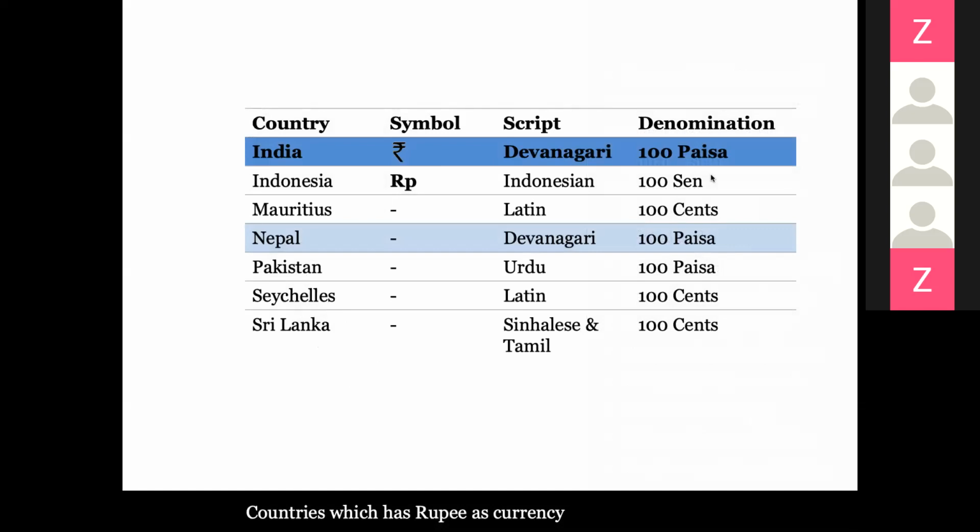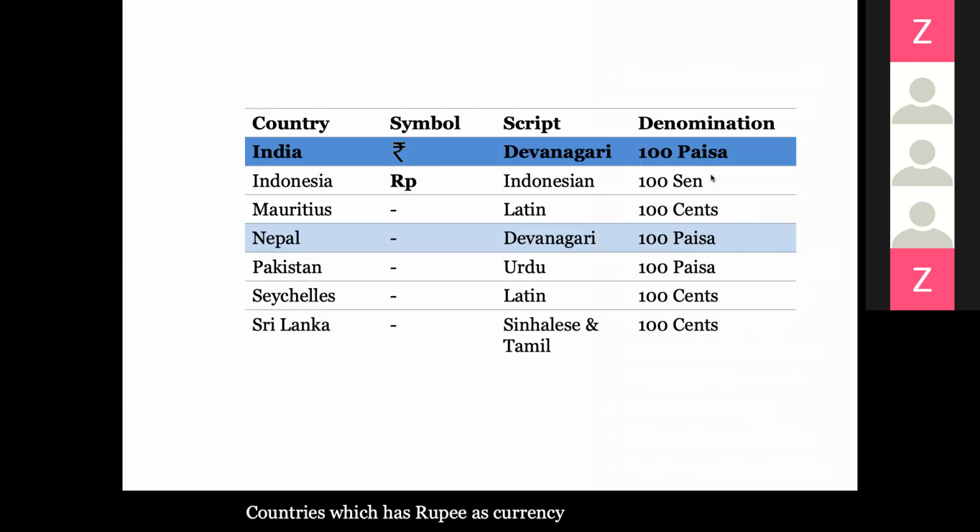So you may wonder why you need a symbol. As you can see, there are several other countries which also use rupees as their currency, mostly the Southeast Asian countries. None of them has a symbol. Now that India has a symbol, you can distinguish it from the other countries' symbols.